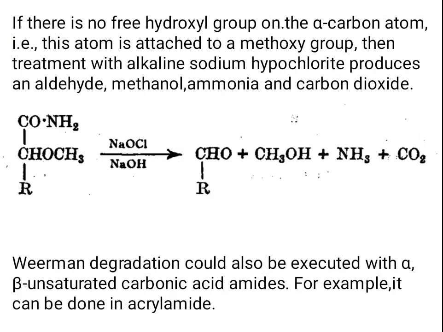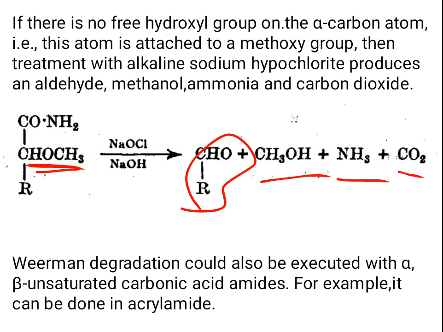If there is no free hydroxyl group on the alpha carbon atom, that is, the atom is attached to a methoxy group, then treatment with alkaline sodium hypochlorite produces an aldehyde, methanol, ammonia and carbon dioxide. That means there is no free hydroxyl group on the alpha carbon atom. This is the alpha carbon and there is no free hydroxyl group. So now if you do the Wiedemann degradation, you will get the aldehyde and this methanol, ammonia and carbon dioxide.